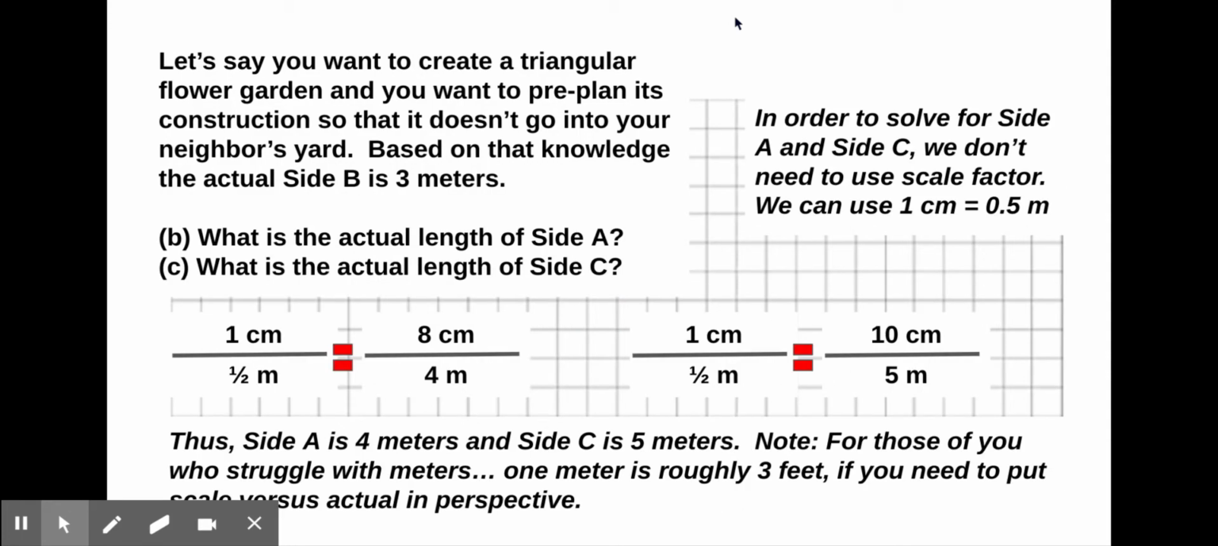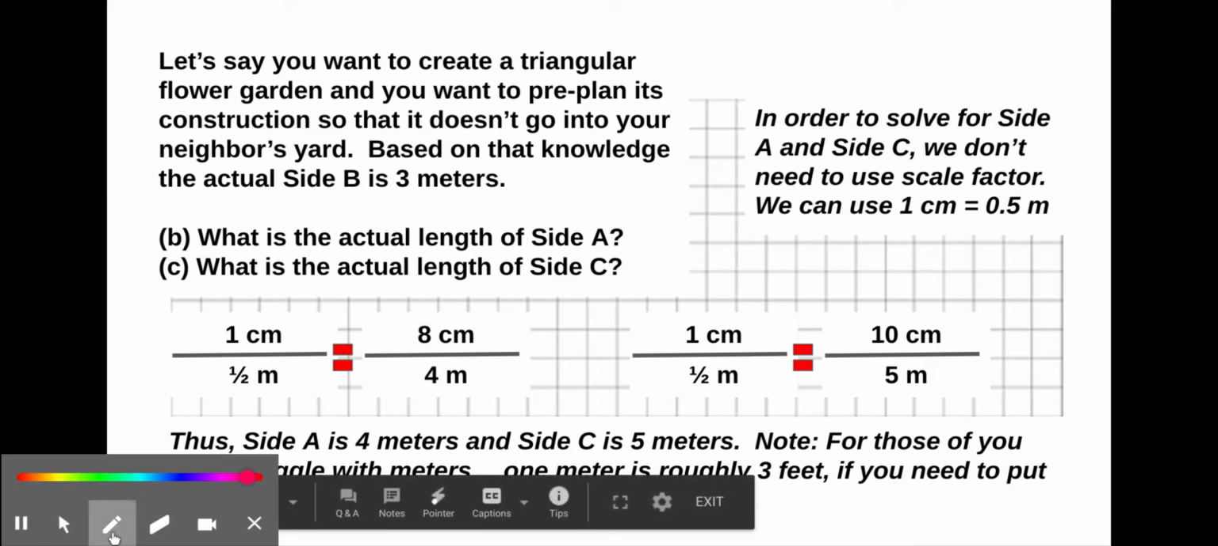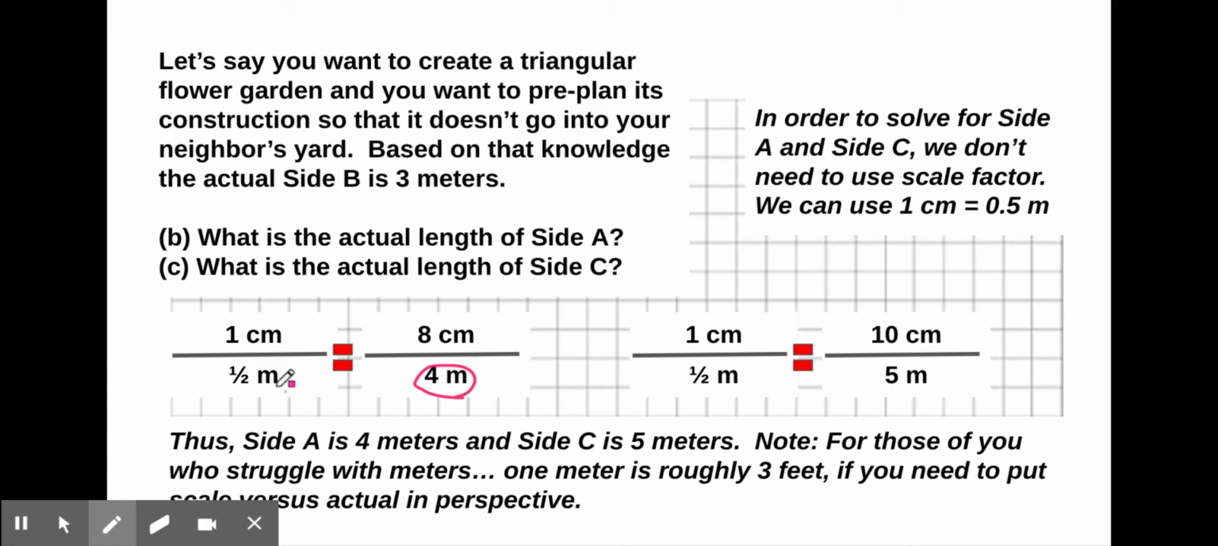Now let's talk about the lengths, side A and side C. Now for that, you can use the 1 centimeter over half a meter to figure out the answers. Because again, if we look here, we have the same units on the bottom. Centimeters, meters, and same thing over here, meters to centimeters. So as long as those things lined up, we can use that particular scale that we laid out when we broke down the 6 centimeters to 3 meters.